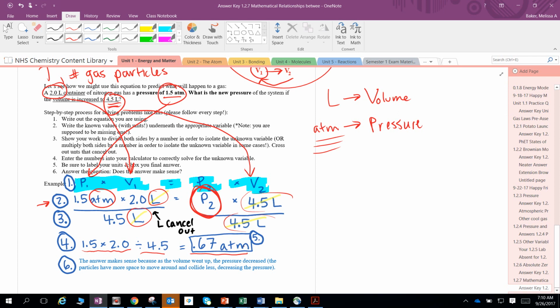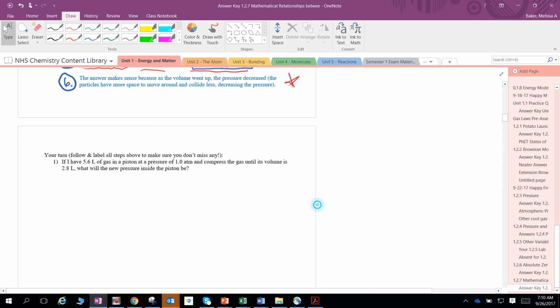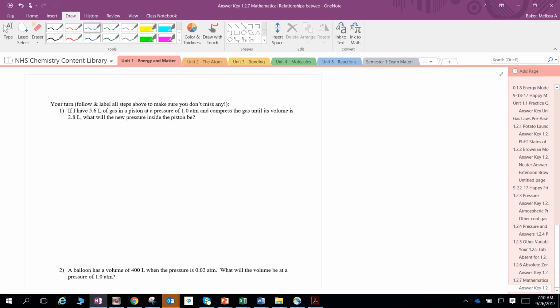Number 5 says be sure to label your units and box your final answer. And then think about your answer. Does it make sense? So in this example I wrote, this makes sense because as the volume went up, the pressure went down. The particles now have more space to move around and collide less, decreasing the pressure. So now it's your turn. Pause this video and see if you can do this whole process of writing out the formula and following those 6 steps.